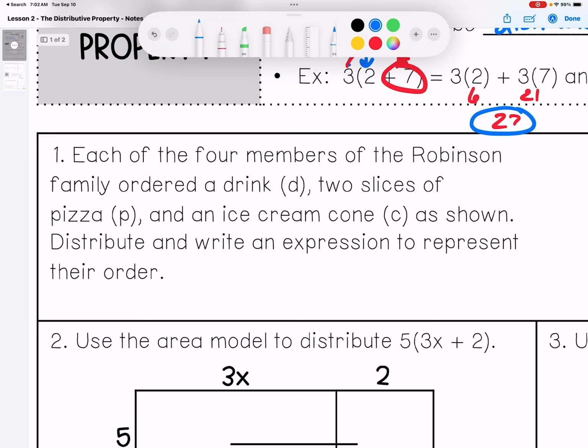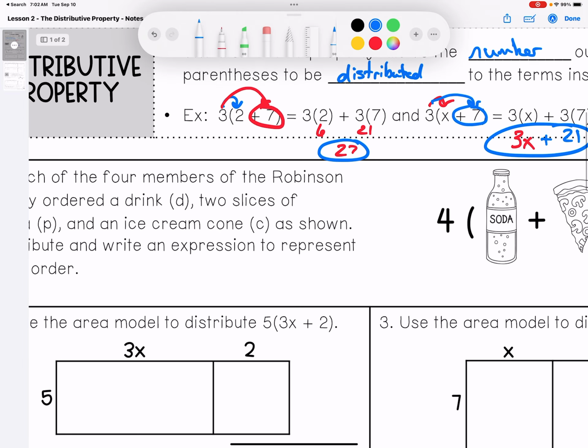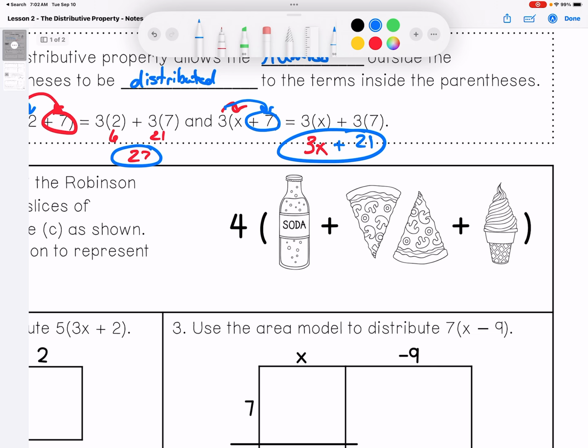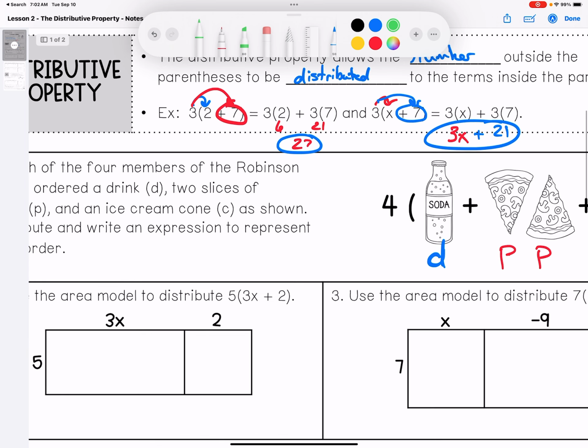Distribute and write an expression to represent this order. All right, so they've shown us a picture. They said that sodas were D's. Pizzas, there's 2 of those. And ice cream cone, there's 1 of those. So how would we write that? We're just going to substitute all those letters, right? And then we're going to simplify it.